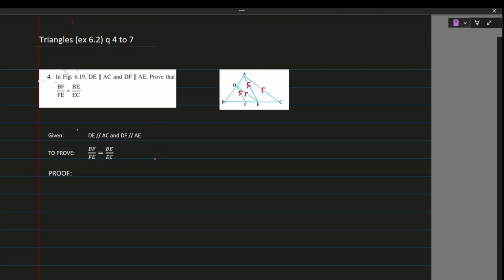So let's start with DE parallel to AC. In triangle ABC, it's already given that DE is parallel to AC. So by the BPT theorem, we can say BD by AD will be equal to BE by EC. So BD by DA will be equal to BE by EC by BPT theorem.